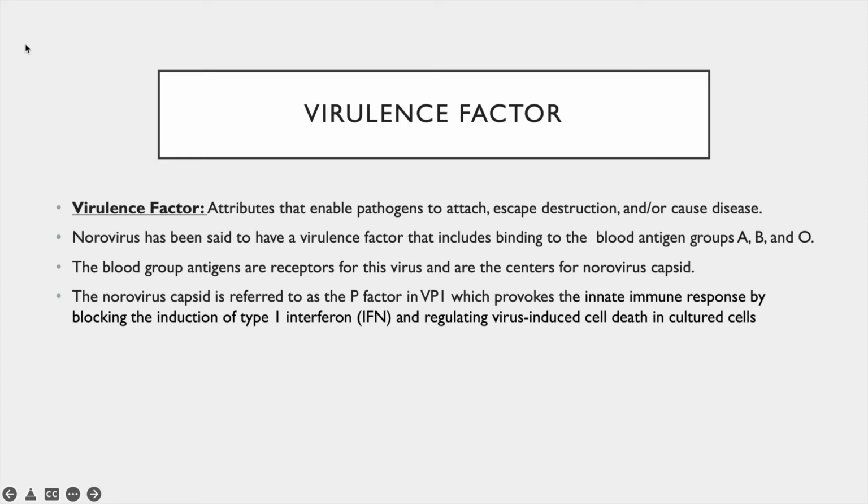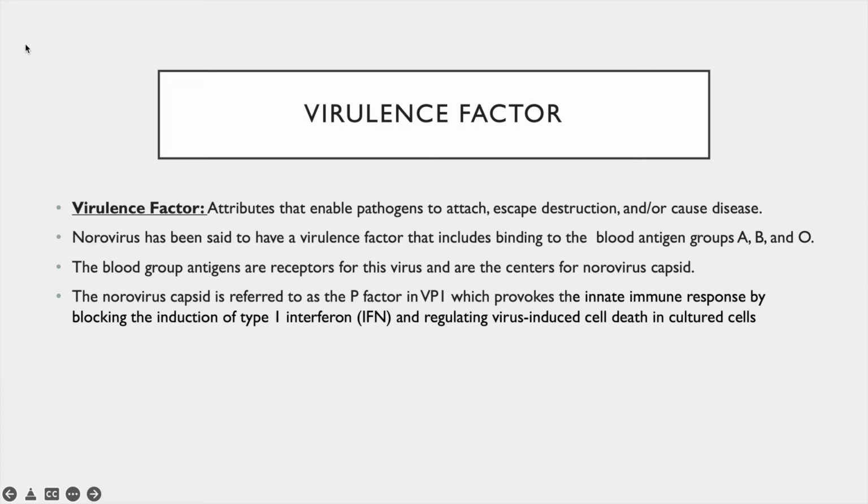So moving on to some virulence factors of norovirus. I actually have defined a virulence factor here. A virulence factor is an attribute that enables pathogens to attach, escape destruction, and or cause disease. In this case, norovirus has a virulence factor that includes binding to the blood antigen groups A, B, and O. As you know, everyone's blood is either A, B, or O. It can also be positive or negative based on that Rh factor, if you have it or not.